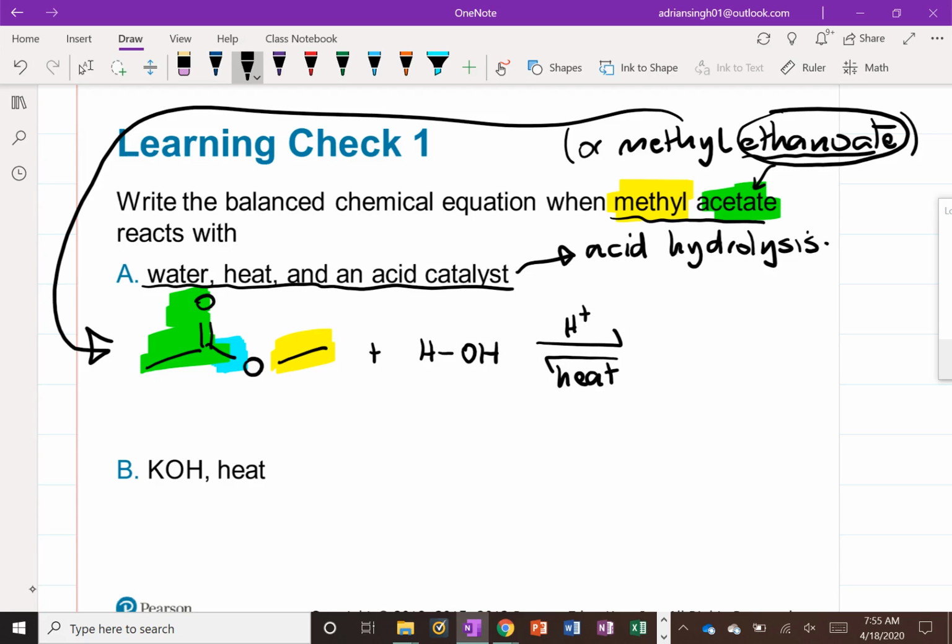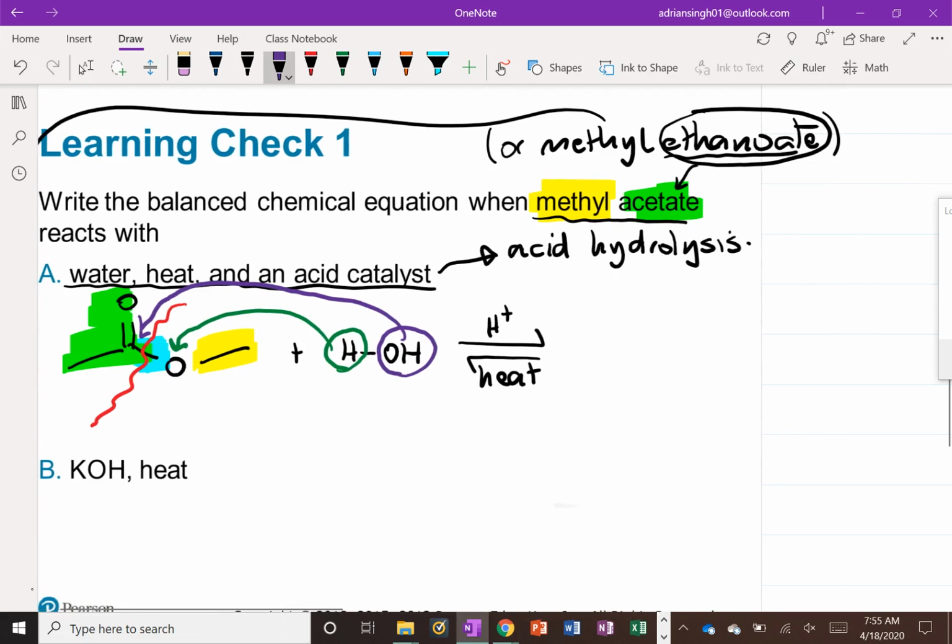So again, when you think of your ester, we're going to split it right down the middle, right here. And the H from the water molecule gets attached to the oxygen here that is on the alcohol side of the ester, and then the OH from the water goes to the carbonyl carbon here of the acid part of the molecule.